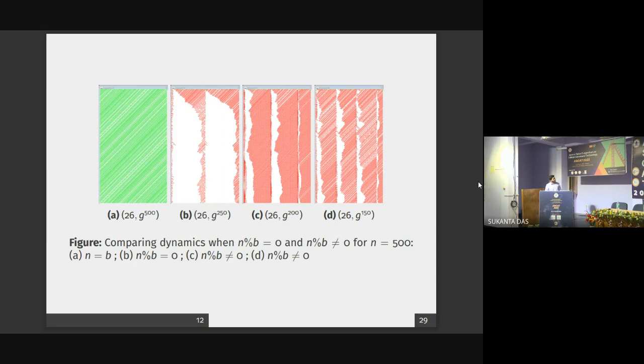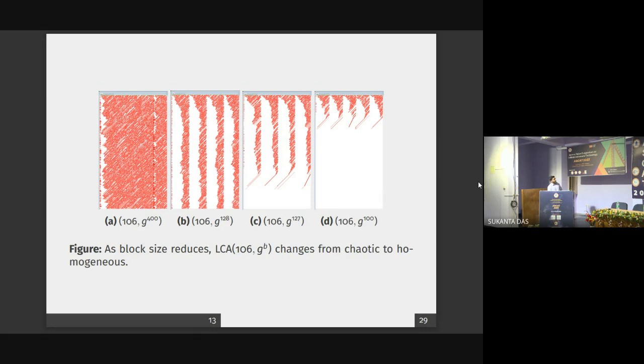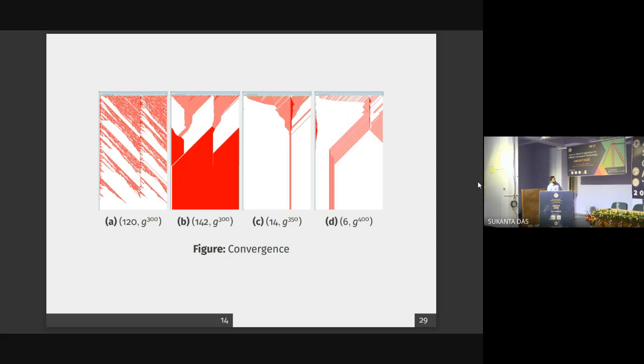Here, rule 106, which is a chaotic rule, as we reduce the number of ones, as we reduce the number of blocks, at the critical block point, that is 127, converts to an all-zero configuration. Here are some other convergences that can be seen. The first one is a chaotic rule, and it converges to an all-zero configuration. 142 is a periodic rule, which converges to all ones. Similarly, rule 14 and rule 6 are periodic rules, which converge to a fixed point.